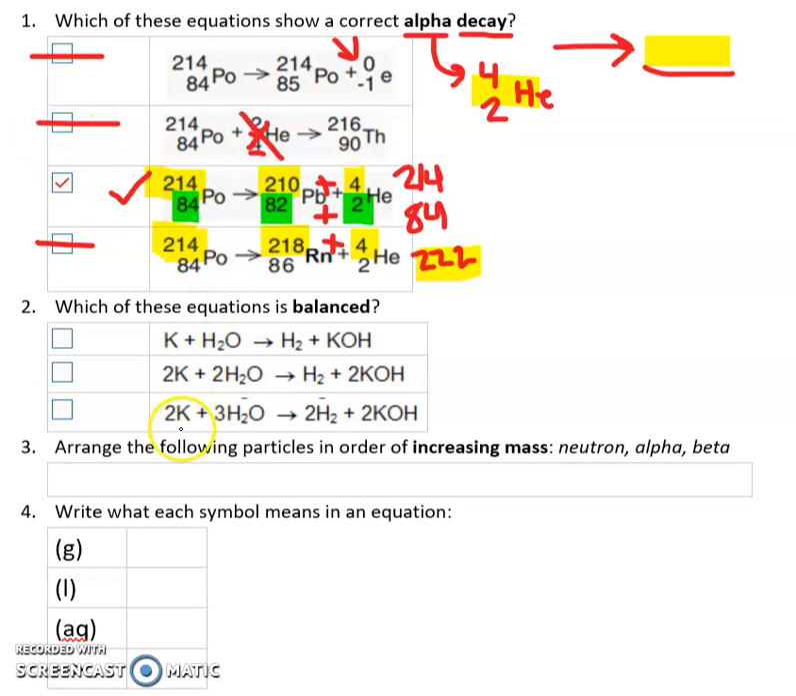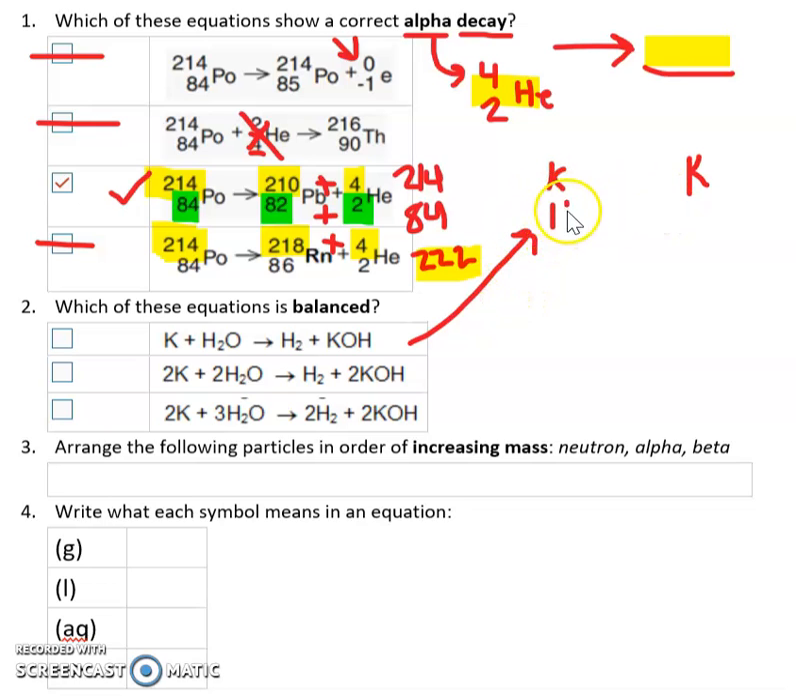All right, so let's move on to number 2. Which of these equations is balanced? All right, so I have to look at each element on the reactant side and each element on the product side, and count how many atoms there are. A balanced equation will have the same number of atoms on each side. So let's look at this first one right here. I'm going to draw a little arrow just to point my work. So I have potassium atoms in the reactant and the product side.